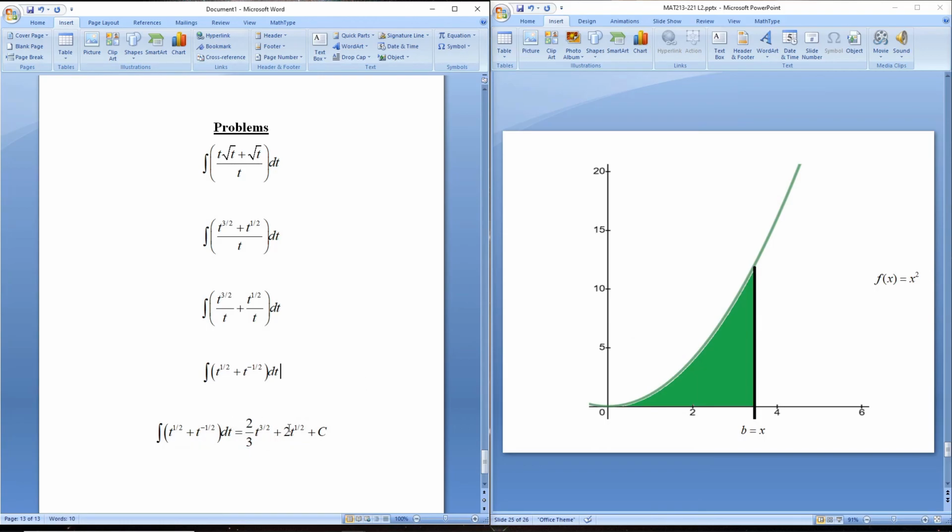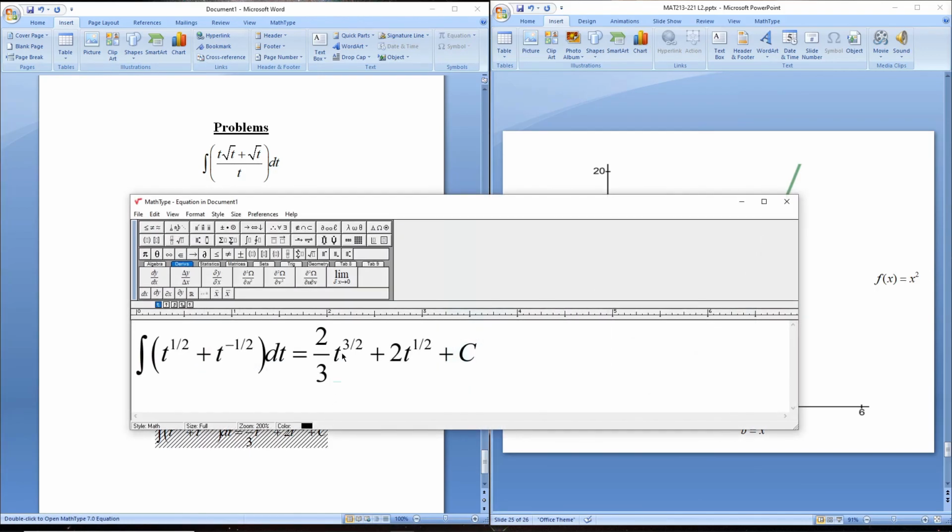And again, this is always something you can check. So if you take this derivative, the 3/2 drops down, and that'll take out the 2/3 to get a 1, which is what we want because there's nothing in front of the t. And 3/2 will go to a 1/2. So indeed, the derivative of this is this.